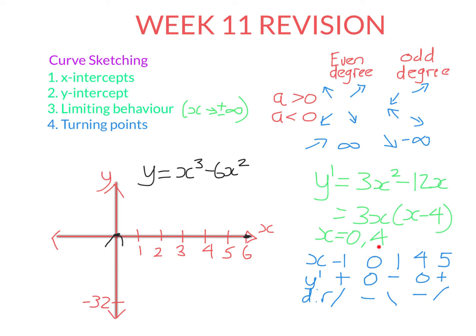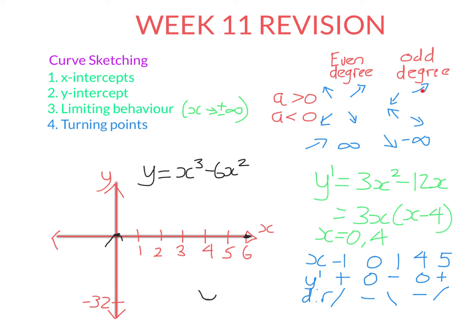So we know at x equals 4, there's a turning point. To find the y value, we substitute into the original function here. So it turns out when x equals 4, y equals -32. So this here is going to be the minimum turning point. Now the last thing we need to look at is the limiting behavior. So this polynomial has degree 3, so it's odd degree, and the leading coefficient is 1. A is positive. So it has this situation here.